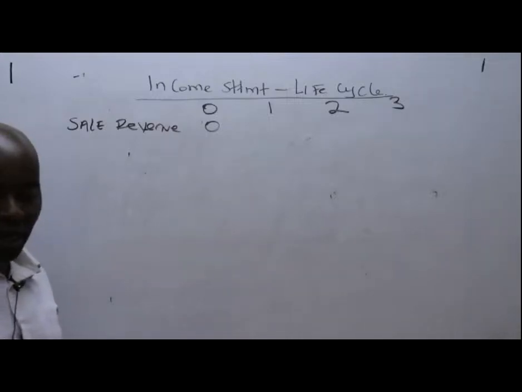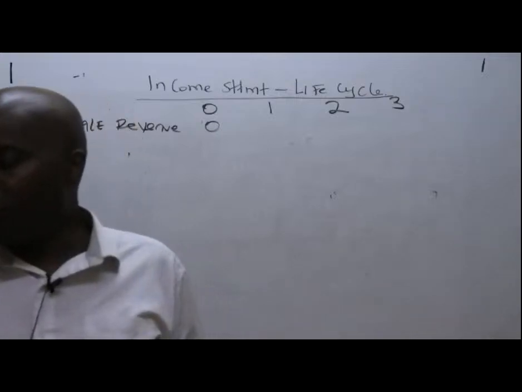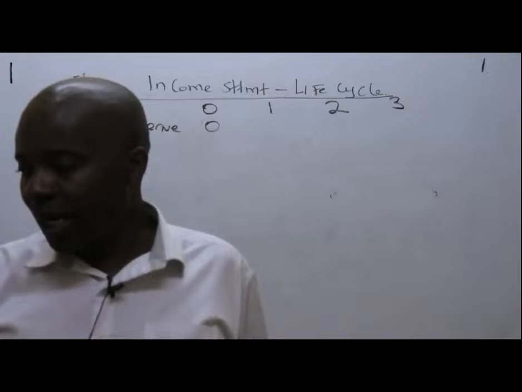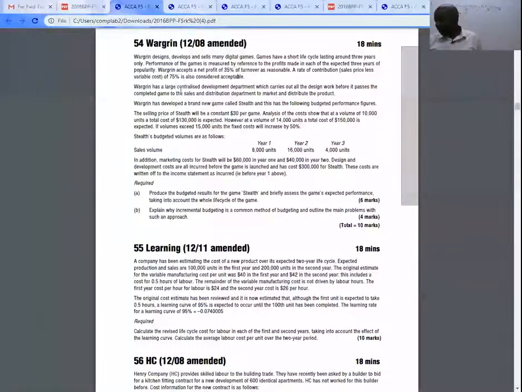Then we go to year 1. I can see quantity. Of course, it's not lost on me that there is a price given, in paragraph number 3. The selling price is 30 per game. And then you can see sales volumes. Year 1, we have 8,000 units. So what is 8,000 times 30? Somebody give me an answer. Remember, to get revenue, we normally take price times quantity.